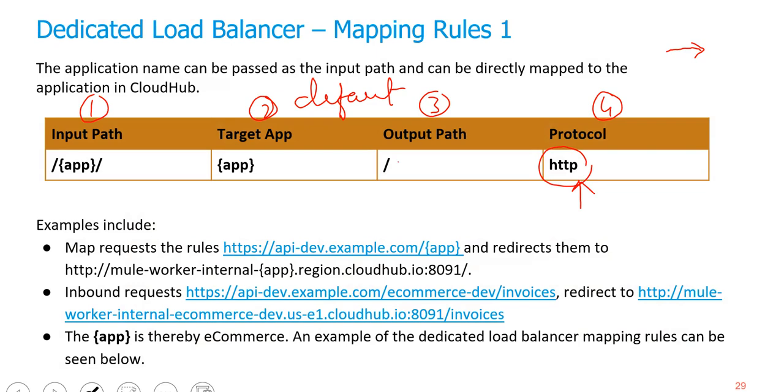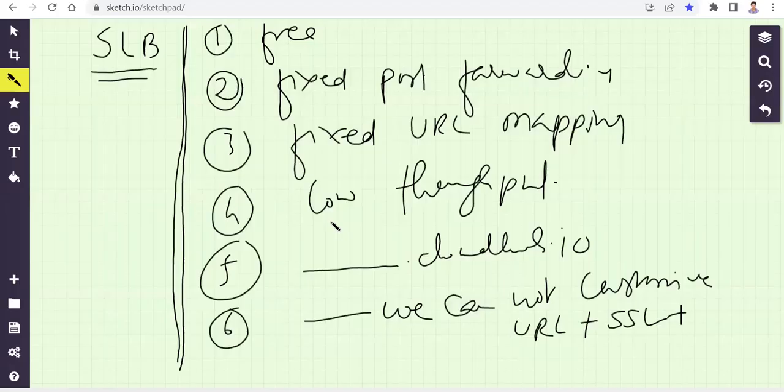Third column, output path. Whatever URL you build, this will be appended to it. If I write API here, once you build the URL, that API will get added. This third column will decide that. Now we'll see what URL we'll be building here. Okay, let's try to understand that. Let me bring my page back.